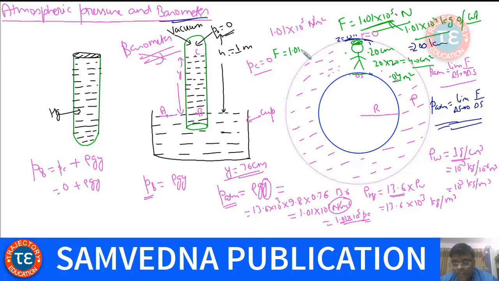So the force acting on your head due to atmospheric pressure would be how much? 1.01 into 10 to the power 5 into this area 0.04, that is about 4 into 10 to the power 3 kg. So that means you are lifting 4000 kg on your head due to atmospheric pressure. It is equivalent to as if you are lifting 2 elephants on your head, 2 small elephants.